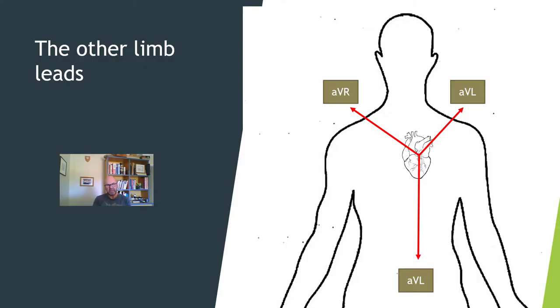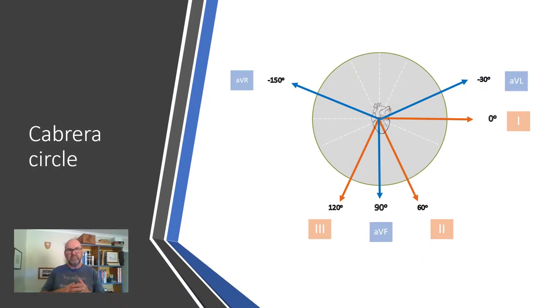There are 3 other limb leads, known as the augmented leads. Generally speaking, they're not used for rhythm interpretation and play a far greater role in 12-lead interpretation. I'll just briefly mention the Cabrera circle. So these are the angles of view of the limb leads.